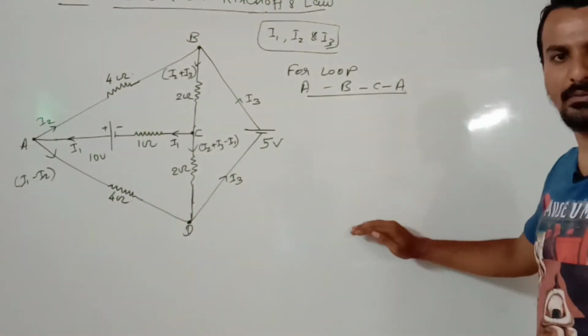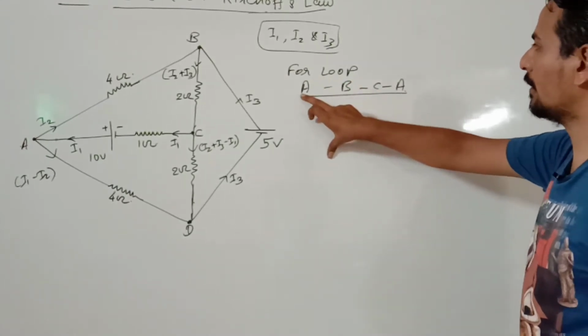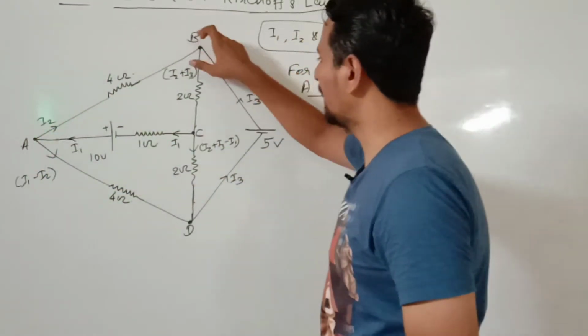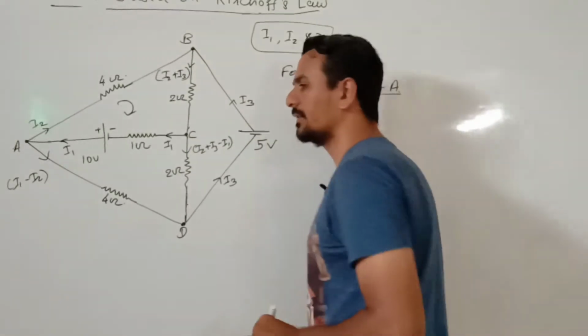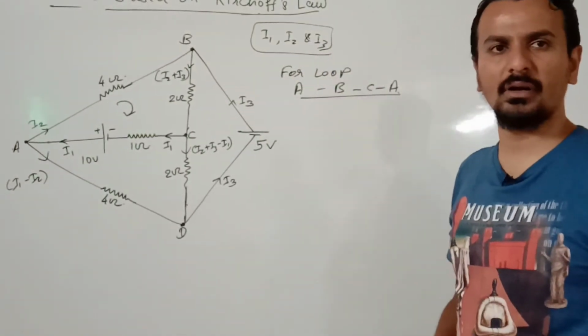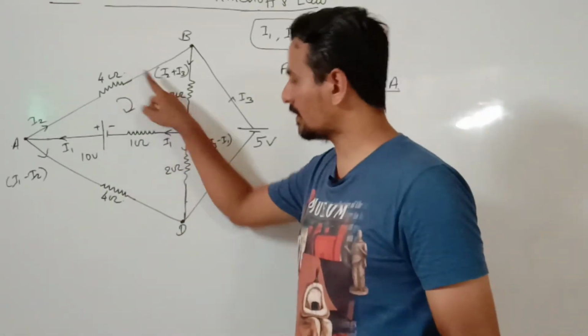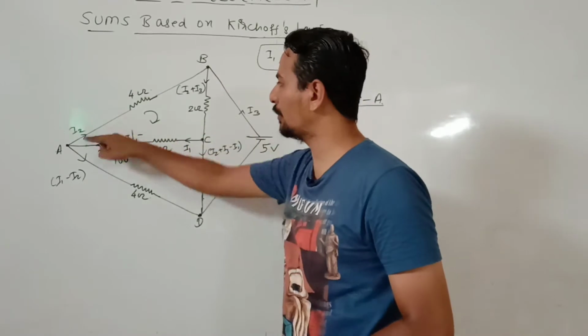Directly do not start with the equation. First of all, give the name of the loop, right? Like we are going from A to B, B to C, C to A. You can also show the arrow, that is either we are moving in clockwise direction or anti-clockwise direction, right? Suppose we are moving in clockwise direction, that is from A to B, B to C, C to A.